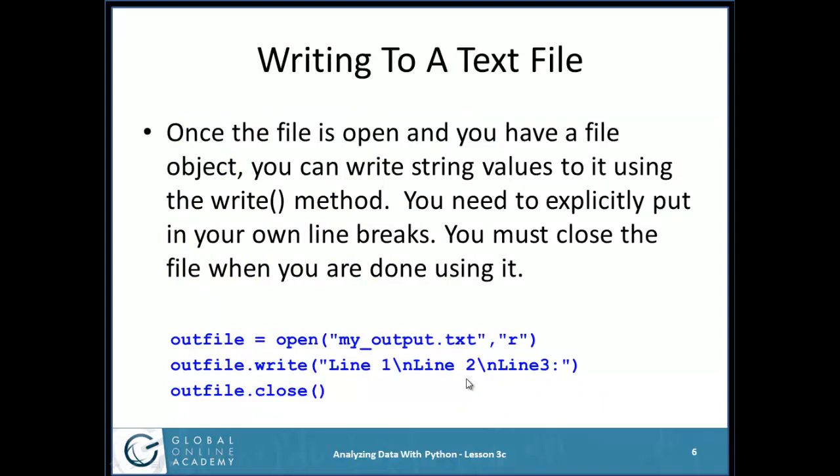Now, how do I write to a text file? Well, once you've opened your text file, you write string values by using the write method. And the write method just takes a string and it will put those characters into the file. So if you want to write line 1 and then on the next line write line 2, and then the next line write line 3, you're going to put line 1, then the escape sequence \n, which says go to a new line, then line 2, \n, then line 3.